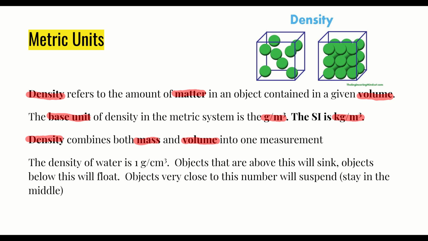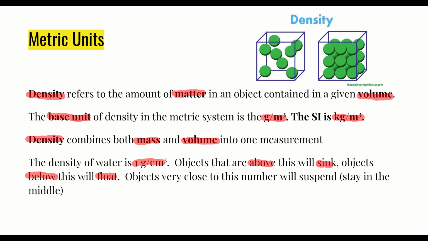The density of water is 1 gram per centimeter cubed. So that's the known density of just regular water. Objects that are above this will sink. So if they are higher than it, they sink. And objects that are below this will float. And objects very close to this number will suspend.